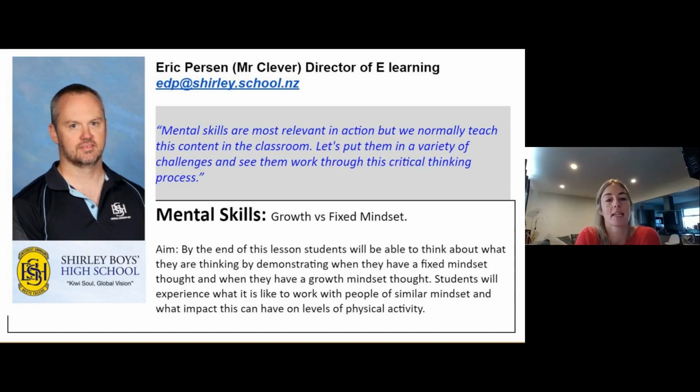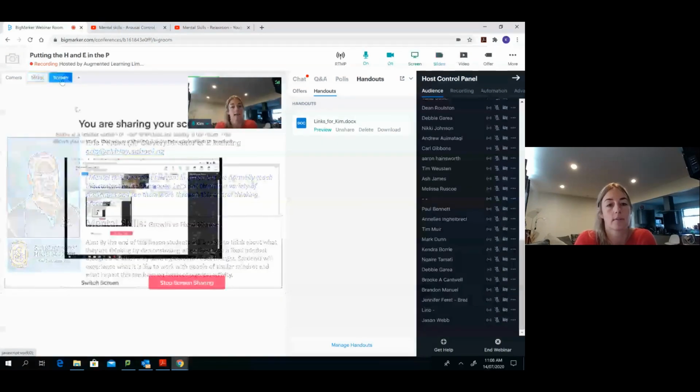By the end of this lesson, students will be able to think about what they are thinking by demonstrating when they have a fixed mindset thought and when they have a growth mindset thought. Students will experience what it is like to work with people of similar mindset and what impact this can have on levels of physical activity. So again, into handouts, down to growth, which is just under 6 minutes this video, and we'll see you back here.